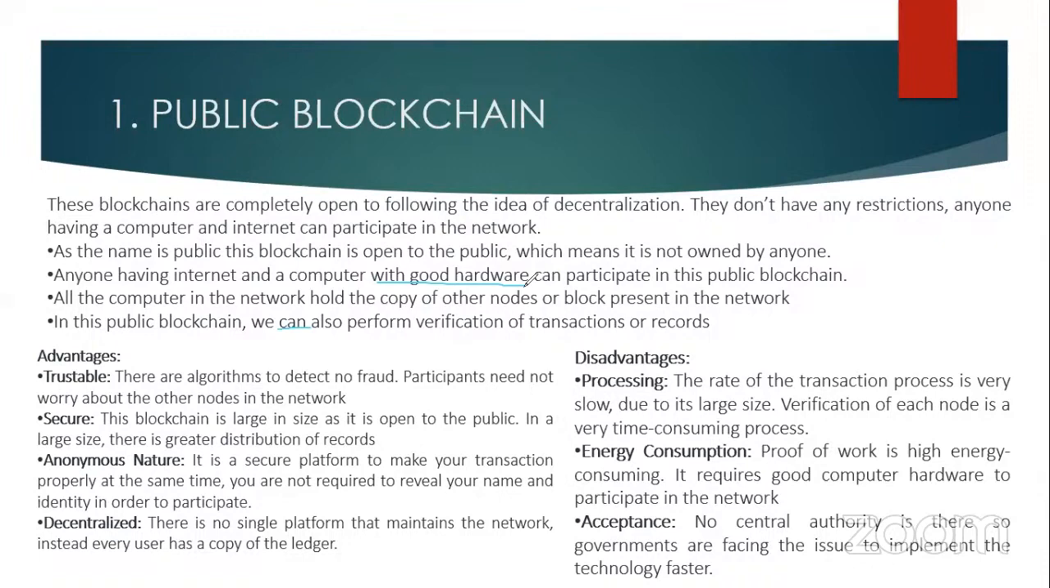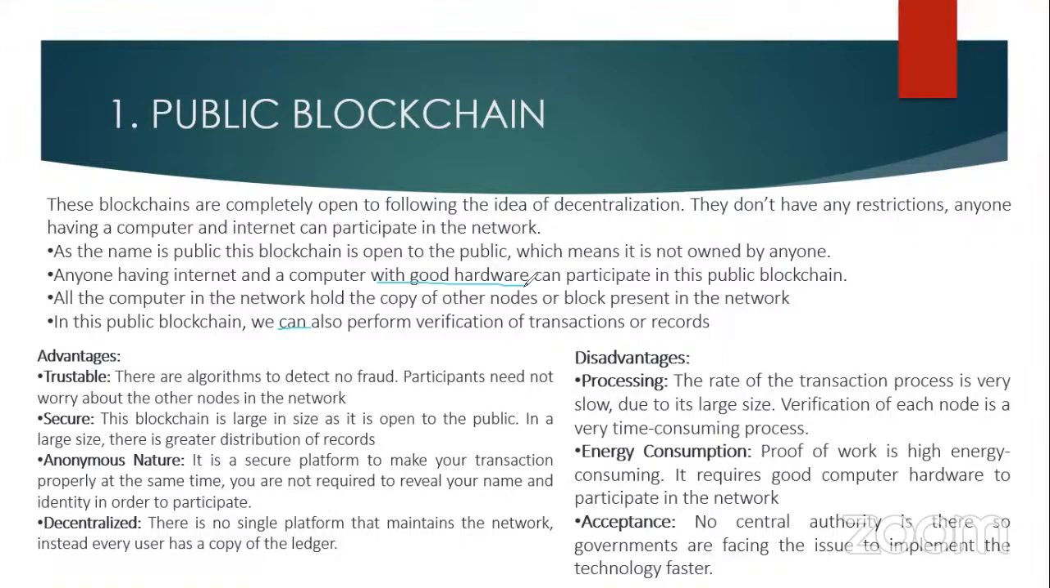Number one, processing. The rate of transaction processing is very slow due to the large size. Like I explained earlier, I sent USDT BEP20 to somebody. It took about 5 minutes for the transaction to happen because I was not the only one using that blockchain at the moment. There were thousands of people using that blockchain at that moment, making the rate of transaction processing very, very slow.